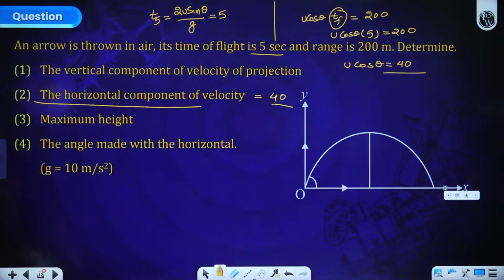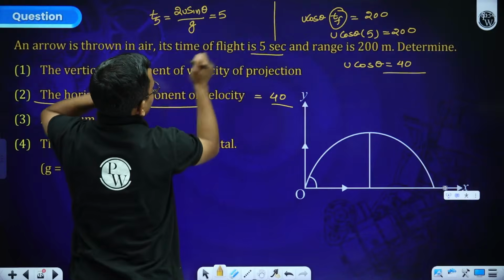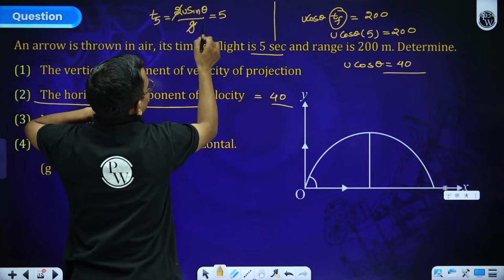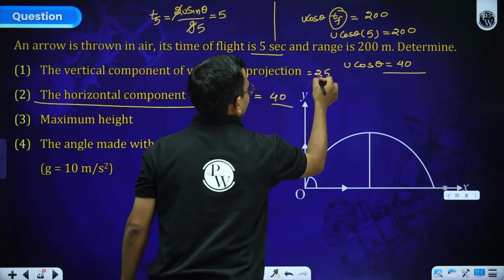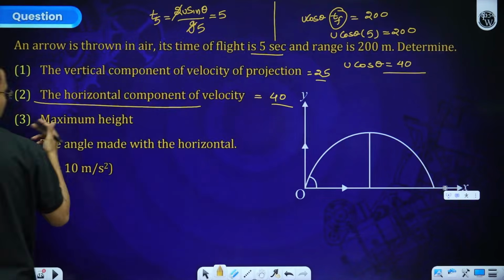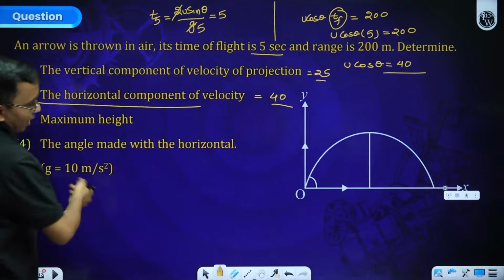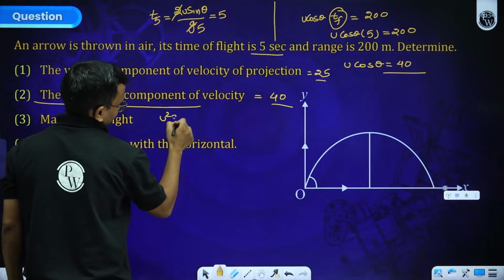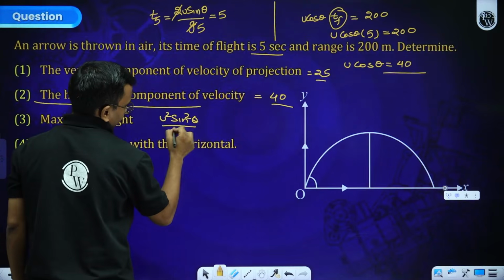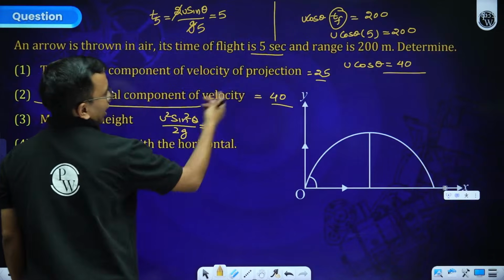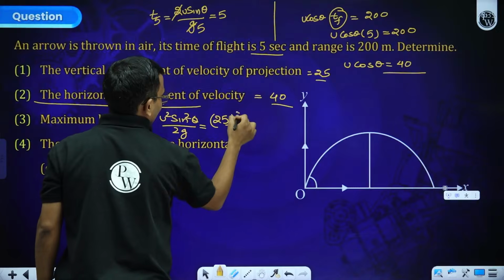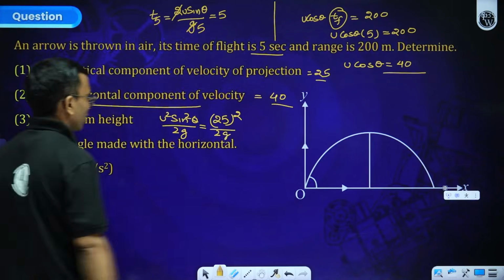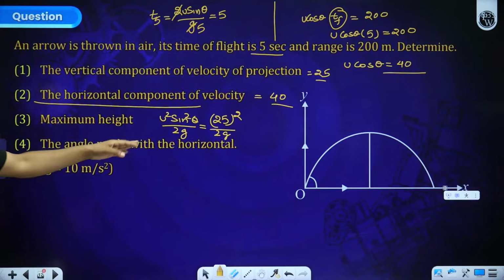Then I need u sin theta. U sin theta you can find from this equation. Put g as 10. So t into 5. U sin theta is 25. This is my 25. Then maximum height you have to find. Maximum height formula, you know, u square sin square theta by 2g. U sin theta is 25, so it will become 25 square divided by 2g. That's all.